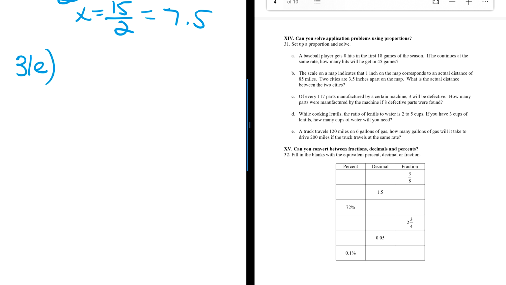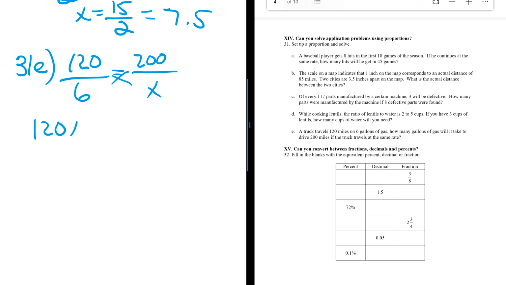31E. A truck travels 120 miles on 6 gallons of gas. How many gallons of gas will it take to drive 200 miles if the truck travels at the same rate? Try it out. So a truck travels 120 miles on 6 gallons of gas. And then how many gallons of gas will it take to drive 200 miles? So the 200 goes in the numerator, and I'll solve for x. So again, much the same, right? 120x equals 1200.